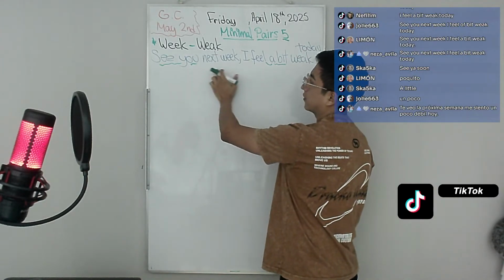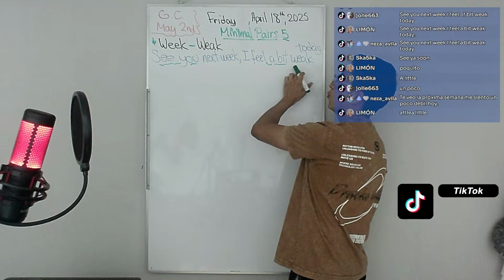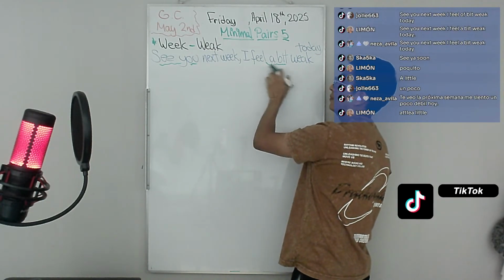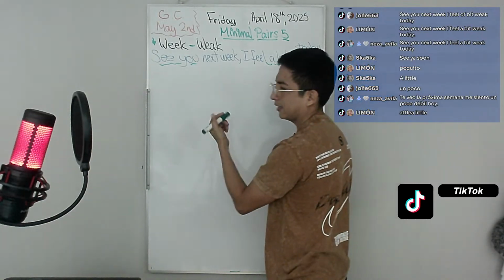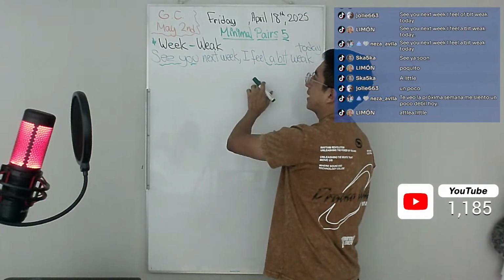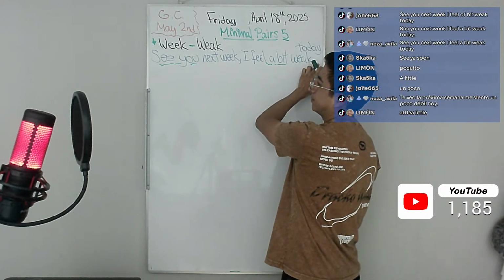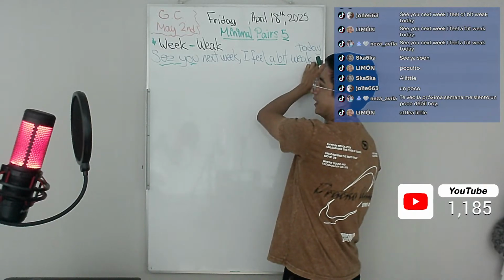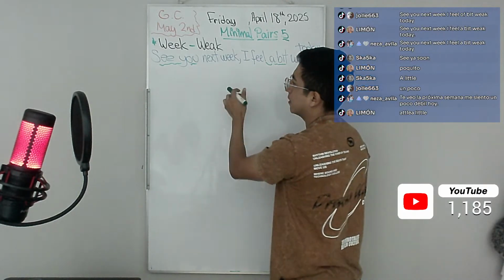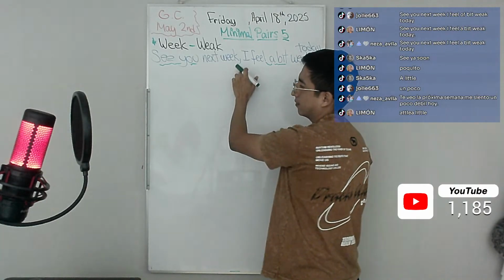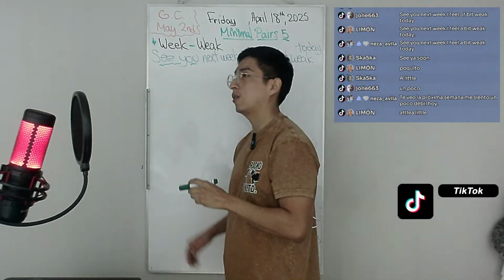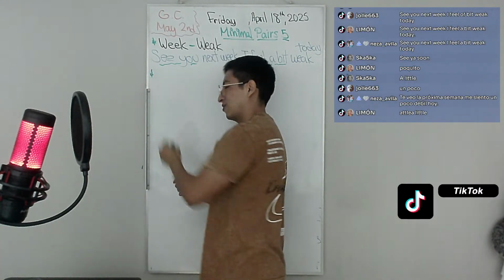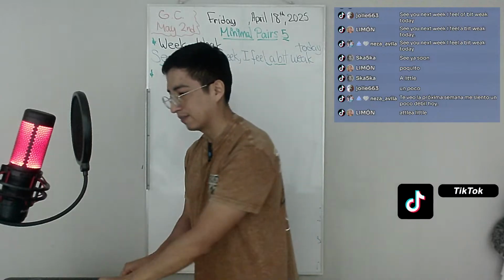Okay, see you next week. I feel a bit weak today. Again, see you next week. I feel a bit weak today. Again, see you next week. I feel a bit weak today. In this case, we can make a pause because we have a comma here. So you can breathe a little. Okay, so you can continue speaking.